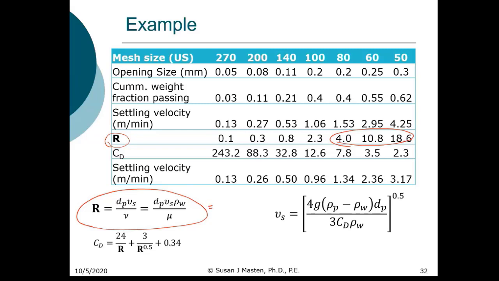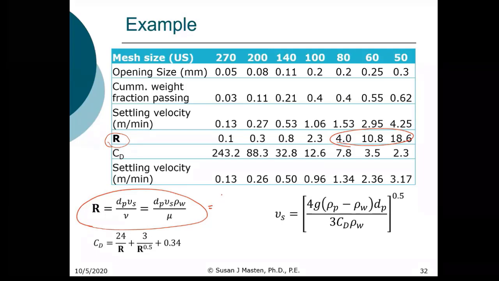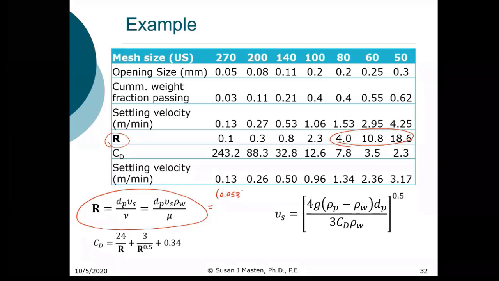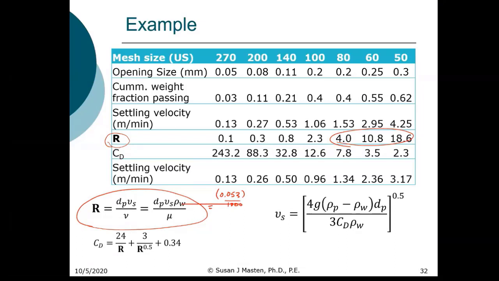So for the first, I would have used the diameter of the particle. So the diameter was 0.053. I need to divide by 1,000 again. I'll multiply that by the terminal settling velocity. Now I need the terminal settling velocity in meters per second.